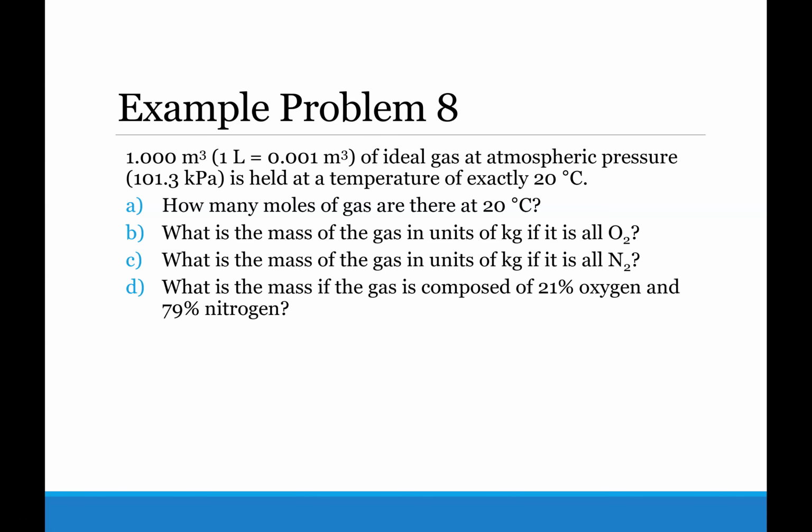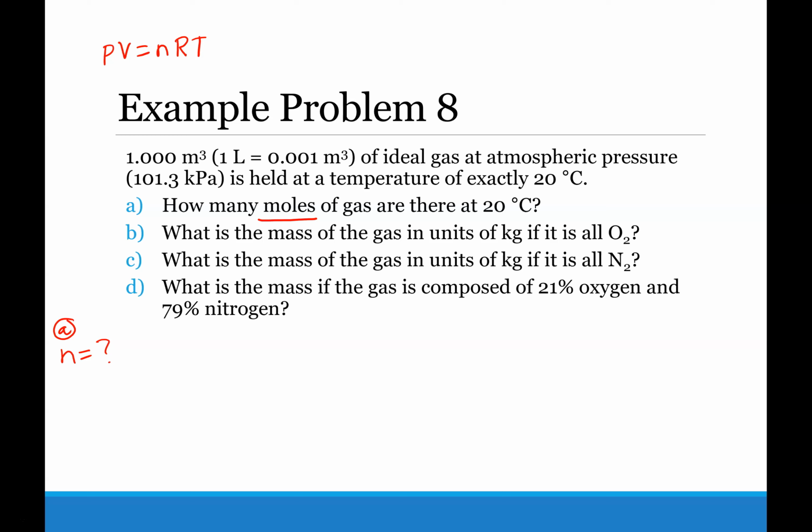Example problem 8 reads, 1 cubic meter of ideal gas at atmospheric pressure is held at a temperature of exactly 20 degrees Celsius. A asks us for how many moles of gas there are at 20 degrees Celsius. So you see moles, you should automatically think PV equals nRT, not the combined gas law. So we're looking for moles here. We're looking for N, ultimately, in letter A. So we'll go ahead and just label this A.